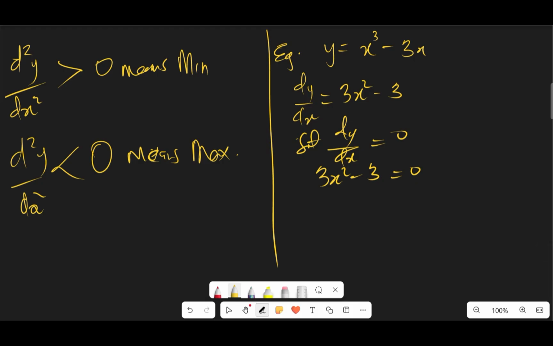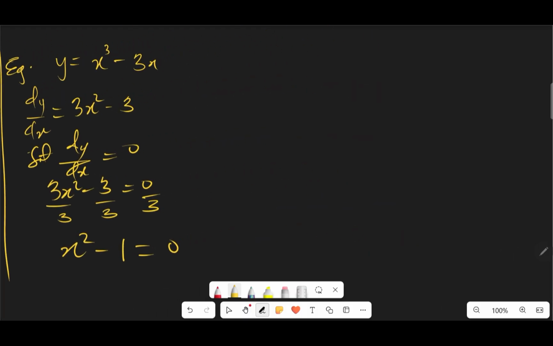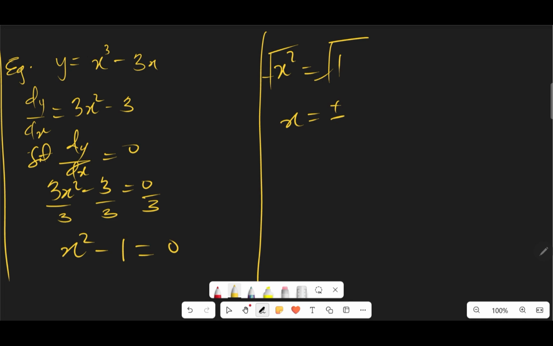Now, we are looking for x, and we are sure that we are going to get two values of x. So we can even break it down by dividing each term by 3. So I'm going to get x squared minus 1 equal to 0. Then x squared is equal to 1. Now to find x, I'll square root both sides. Then x is equal to plus or minus 1. So we are saying x is equal to 1 or x is equal to minus 1.